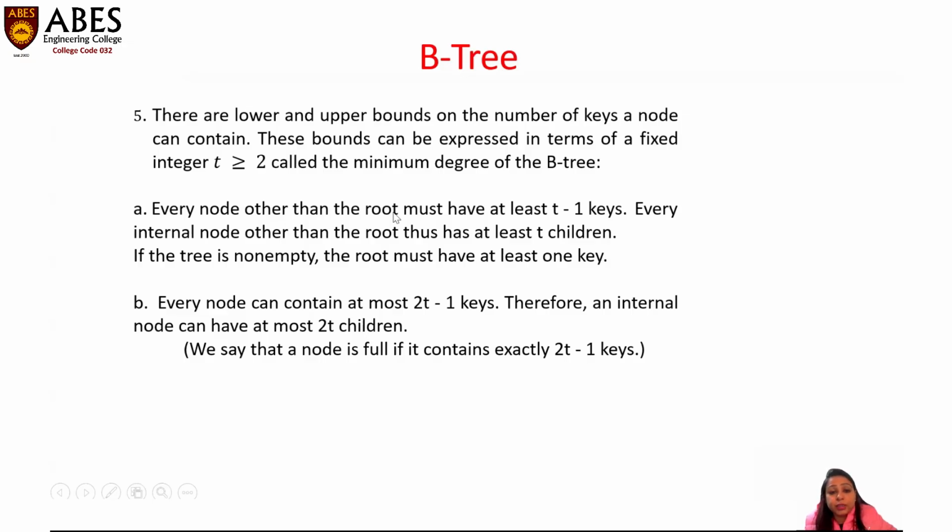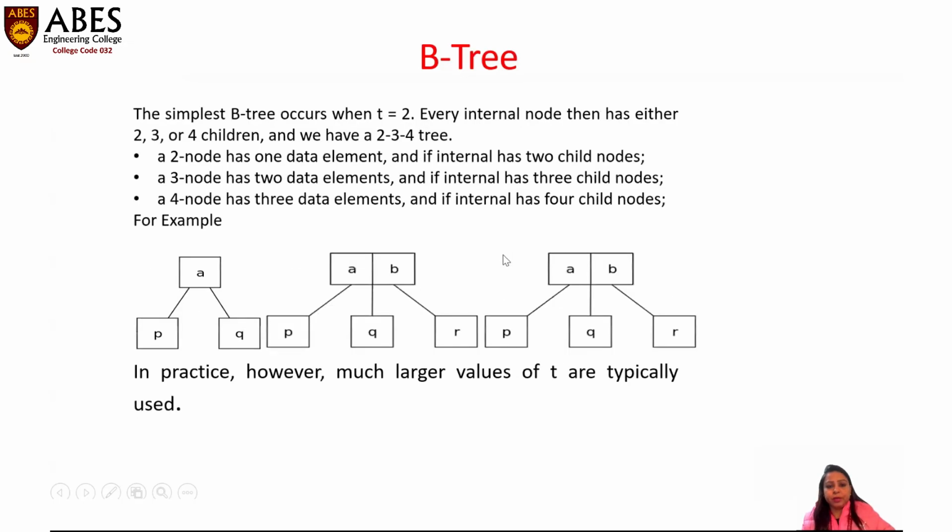Every node other than the root, whether internal or leaf, can have at least t minus 1 key values, and every internal node other than the root has at least t children. If the tree is non-empty, that is, it contains some values, the root must have at least one key value. Every node can contain at most 2t minus 1 keys. Therefore, internal nodes can have at most 2t children. So the maximum number of keys is 2t minus 1 and the minimum is t minus 1.